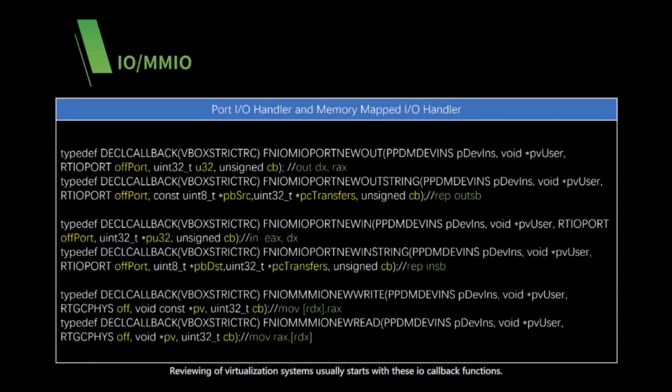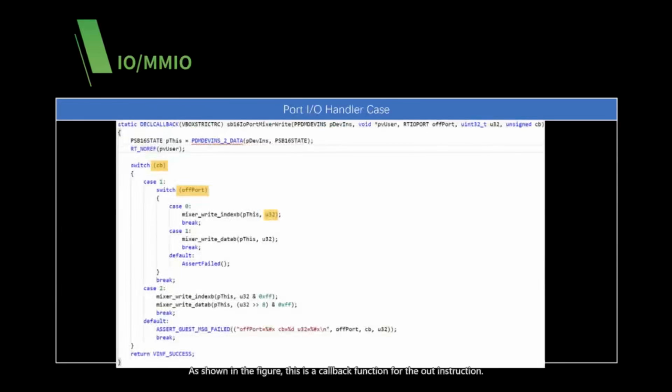Reviewing the virtualization systems usually starts with the IO callback functions, because this is the gateway for communication between guest and host. As shown in the figure, this is a callback function for the out instruction. Usually a device contains various registers.